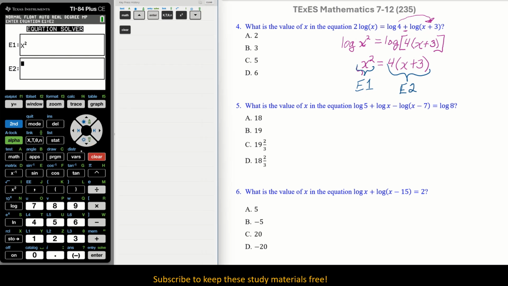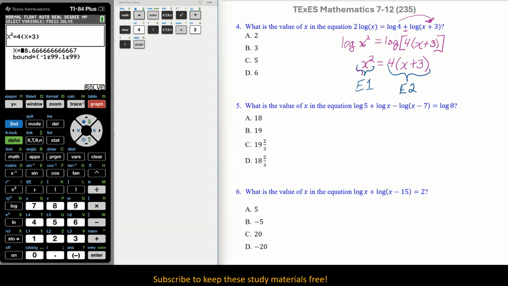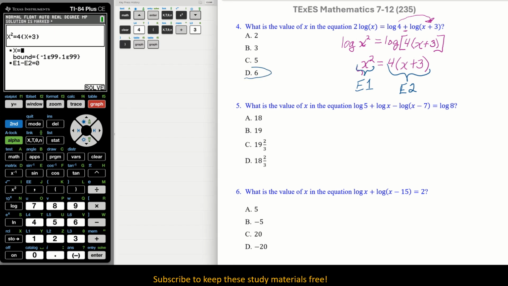So arrow down, clear this out, and I'm leaving it in parentheses exactly how I have it. 4 parentheses, then x plus the 3, close the parentheses. Now, see where it says OK and graph? I push the graph. And you have to push solve sometimes once or twice, but in this case, only once. So what do we have? D is our option. Now, if we followed through and solved this, we would get two values. We would get x equals -2 and x equals 6.